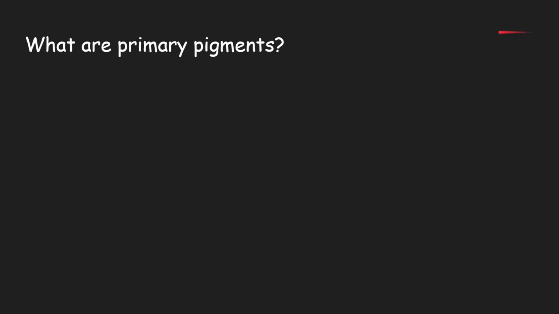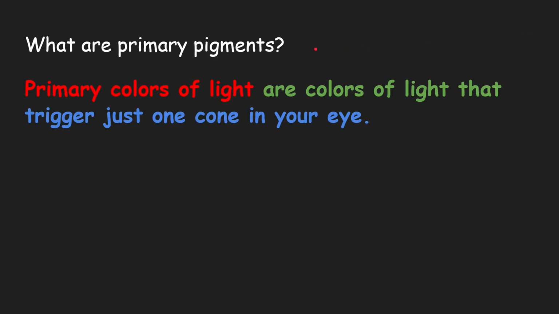So first of all, before we get into what primary pigments are, let's review what primary colors of light are. We can see they are colors of light that trigger just one cone in your eye. Again, check out those foundational videos if you don't know what a cone in your eye is. And those are red, green, and blue. You have a red cone, a green cone, and a blue cone that are triggered by, no surprise, red light, green light, and blue light.